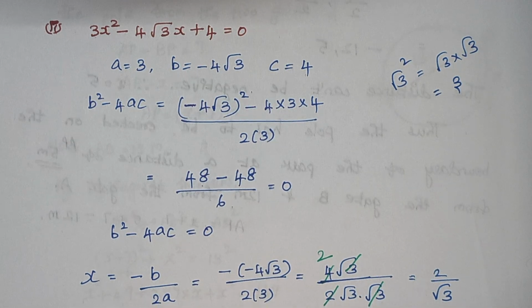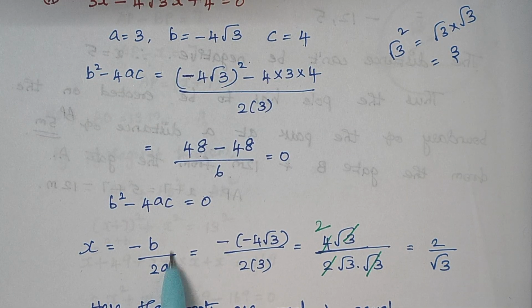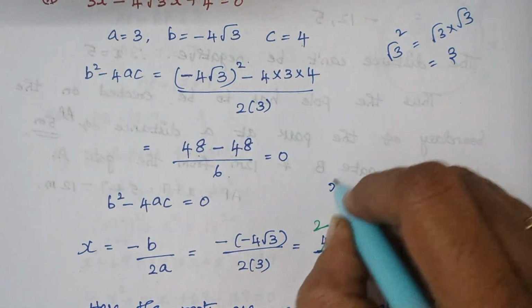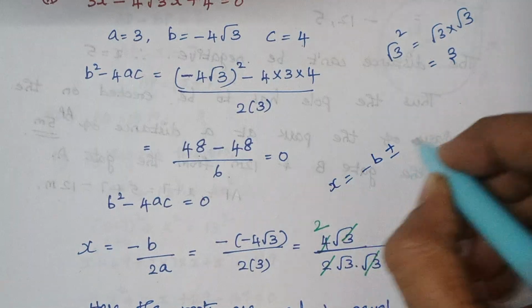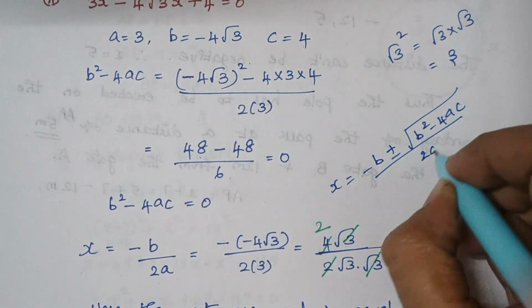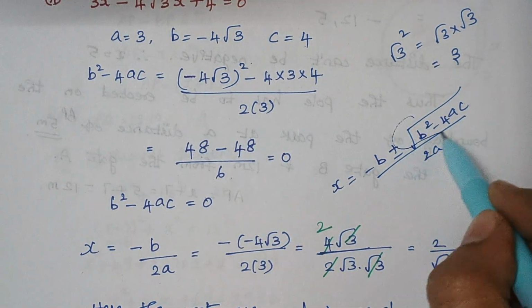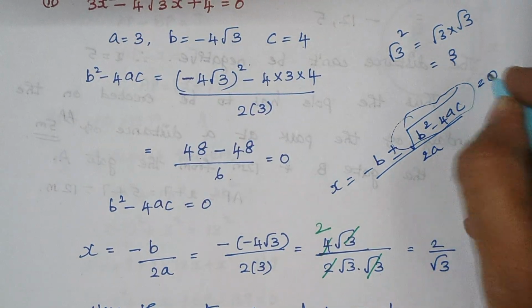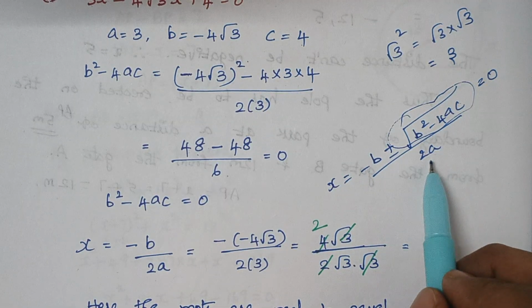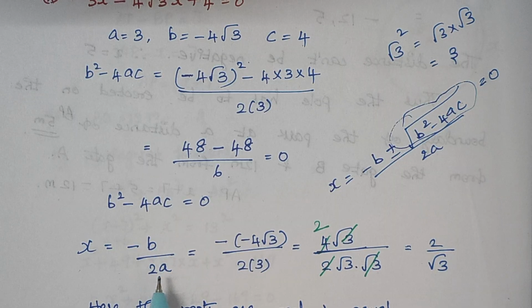So how to find the value of the roots? It is given by minus b by 2a. How does the formula come as minus b by 2a? Because the entire formula is x is given by minus b plus or minus root of b square minus 4ac, by 2a. This is the formula to find the roots. But here this entire term under the root is equal to 0. So what about the remaining terms? The remaining terms are minus b by 2a. That's why here we are writing the value of x as minus b by 2a.